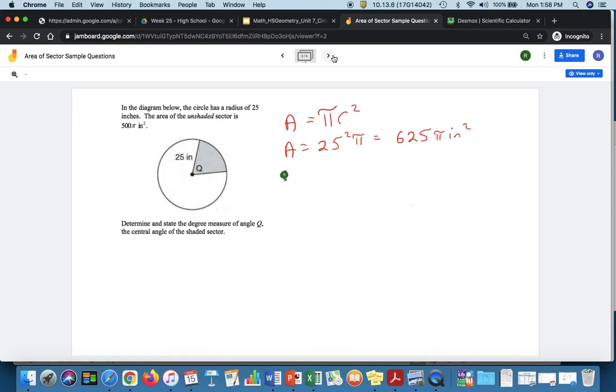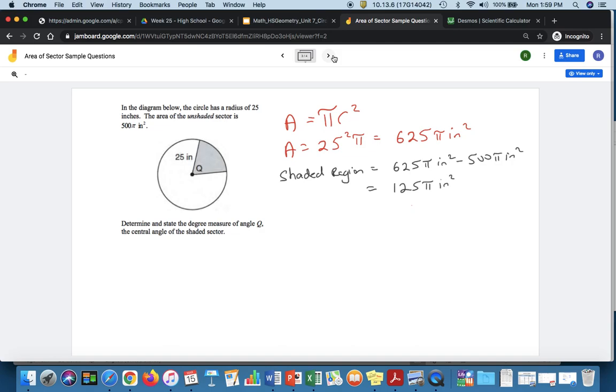And then if we know the unshaded region is equal to 500 pi inches squared, then the shaded region will equal 625 pi inches squared minus 500 pi inches squared, and this is equal to 125 pi inches squared. There's different ways that you can go about this, but this is my method to make it less arithmetic.